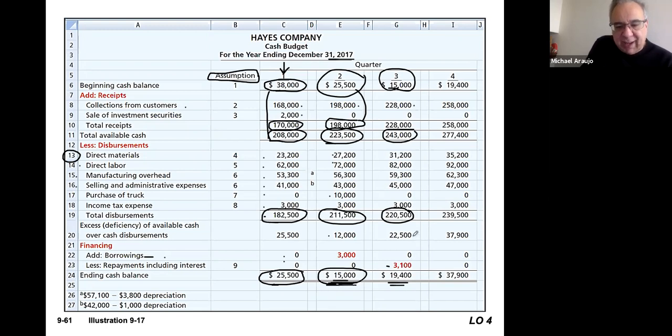So again, once they have a balance that's much higher than what they need, they'll pay off the loan from the previous quarter. This ending balance is your beginning balance in the fourth quarter here. You're adding your cash from customers, total cash coming in, total cash you need to go out. There's your difference. That's your ending cash. Your cash budget is done.